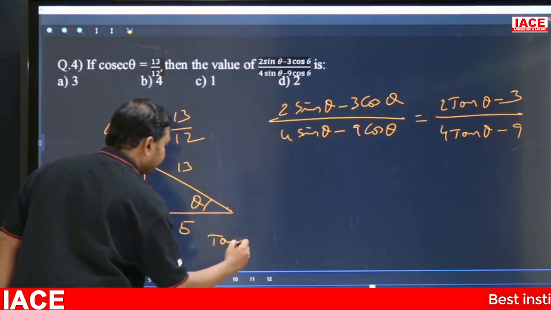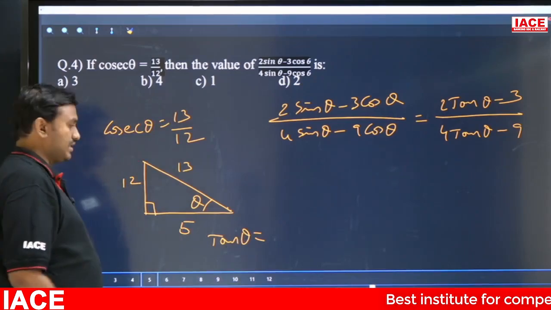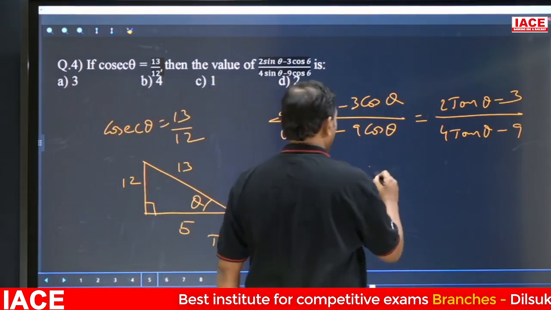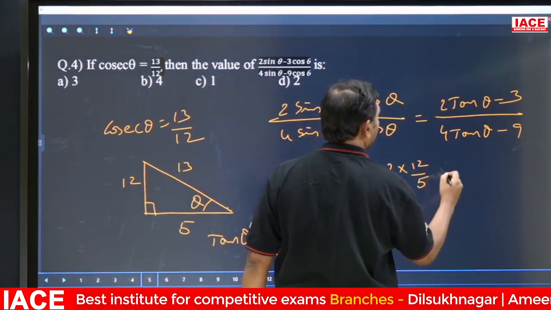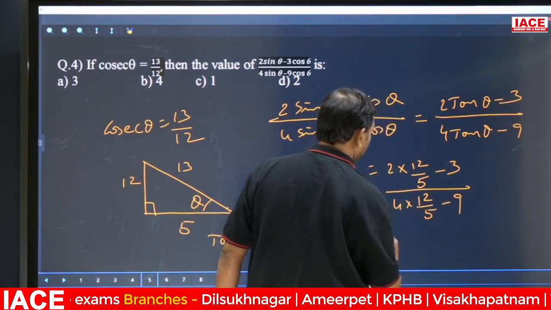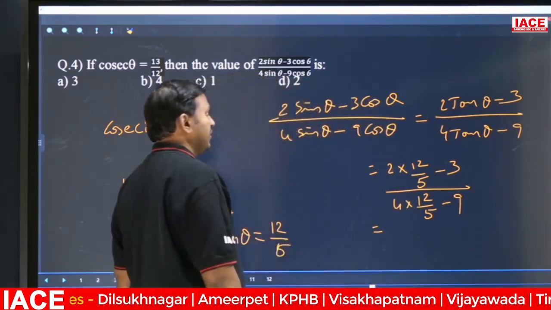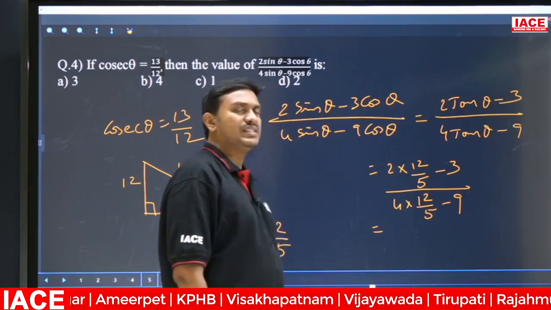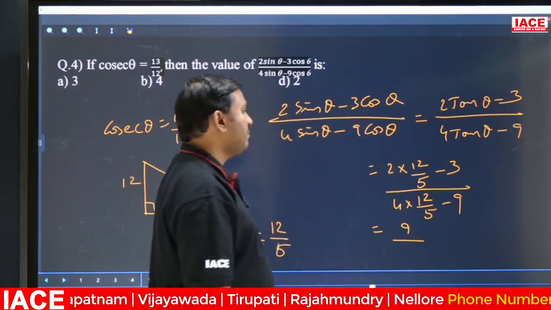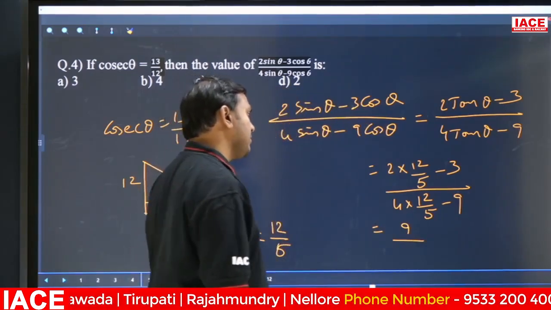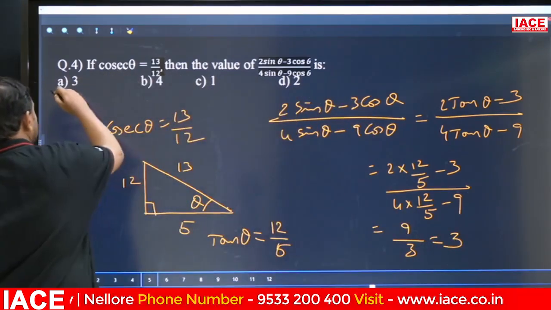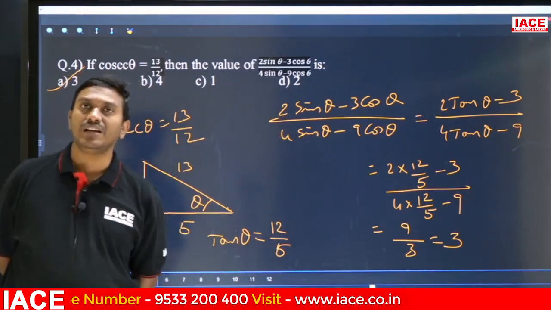So what is tan theta? Tan means opposite by adjacent. What is opposite? 12 by adjacent is 5. Substitute here. That is 2 into 12 by 5 minus 3 by 4 into 12 by 5 minus 9. That is how much? 24 minus 15, 9. 9 by 5 means 9 by 48 minus 45, that is 3. So option A is the right answer. If you simplify, answer A is the right answer.